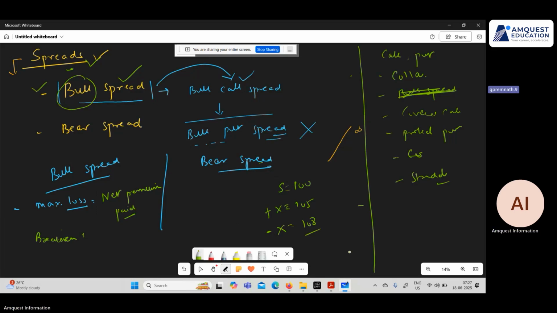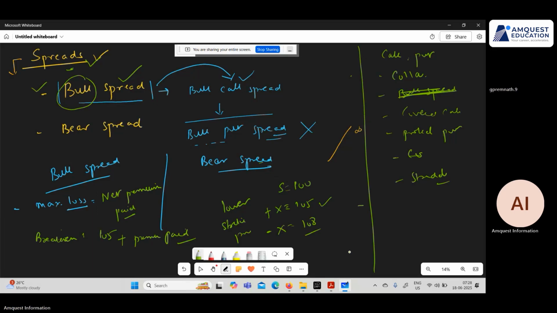So how much money do you need to break even? What's your break even price? 105, but 105 plus the premium paid. Correct. Because when I say break even, it means what is the price? So whatever is the lower strike price, the lower strike price plus the premium paid.